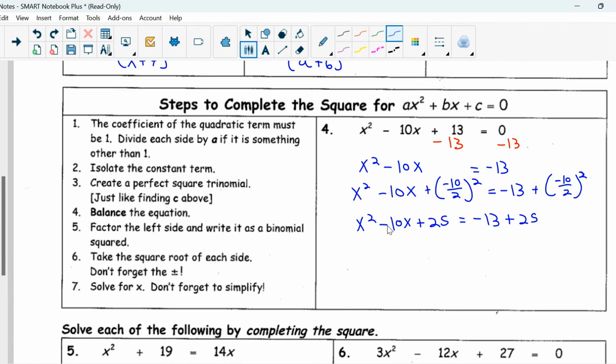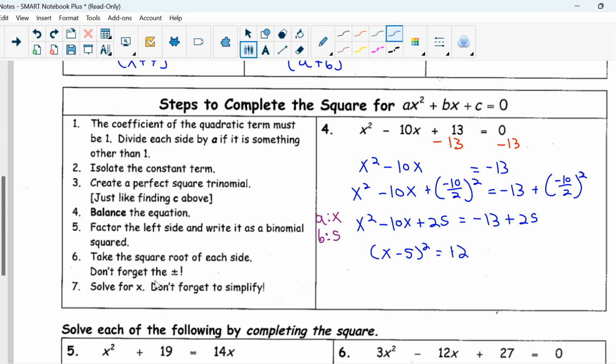So to factor this, our a value is just x, and our b value, in this case, when factoring, would be 5. So my left side factors to be x minus 5 squared, which would equal negative 13 plus 25, which is just 12.